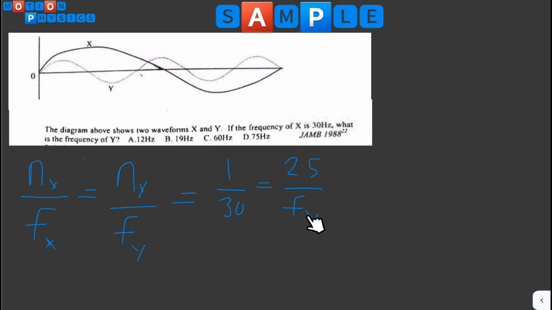So next thing I'll do, I'll cross multiply. I'll say fy times 1 and 30 times 2.5. So it becomes 1 times fy equals 30 times 2.5. So 30 times 2.5 will give you 75 hertz, so your fy is 75 hertz as your final answer.